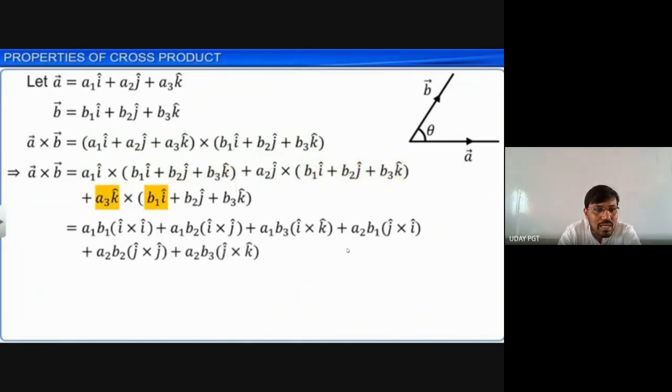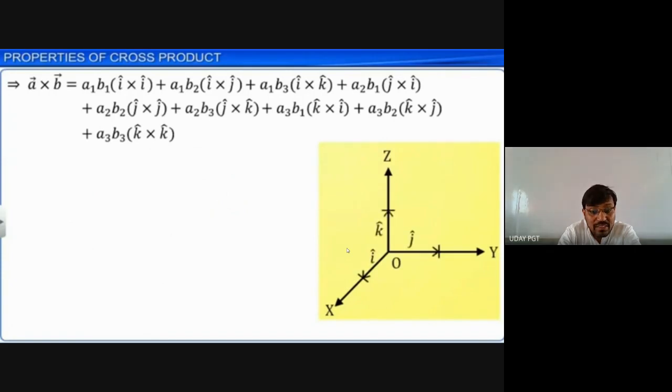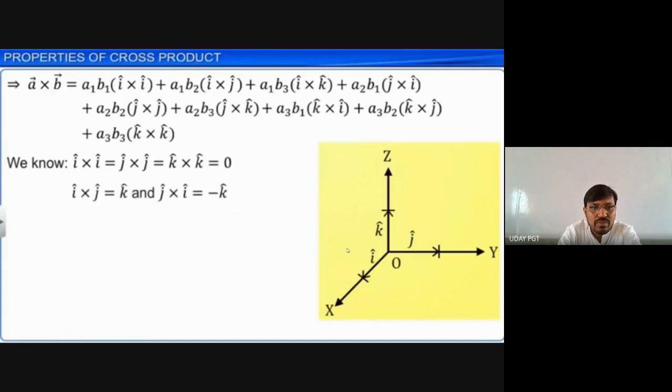So in all this, the I cross I, J cross J, K cross K values are equal to 0. The cross product of any unit vector with that same unit vector is equal to 0. But I cross J value is K, and I cross K value is minus J. So these points you need to keep in your mind.